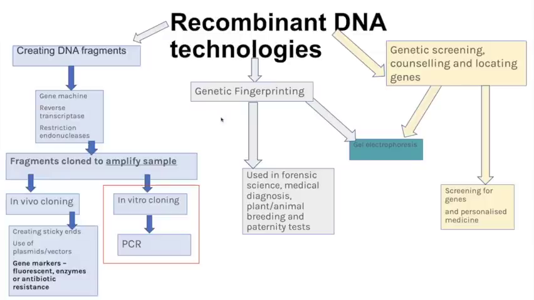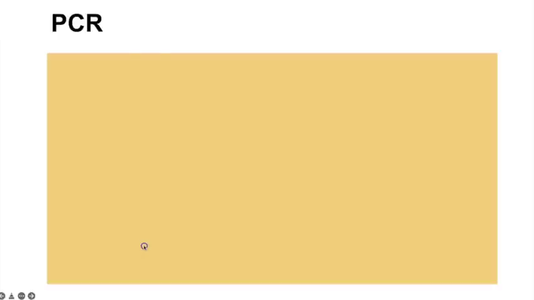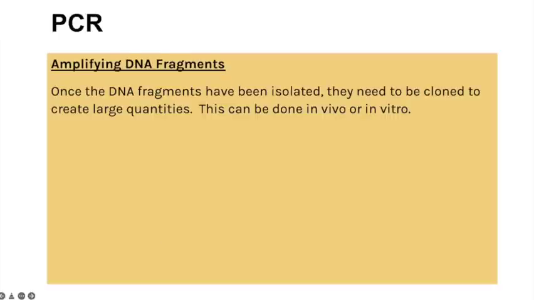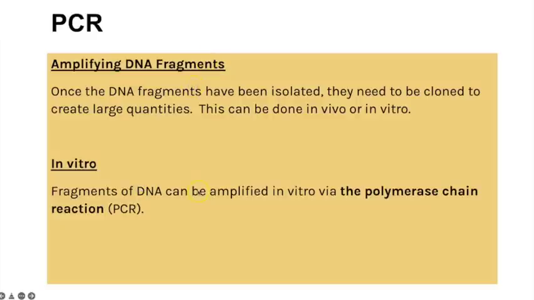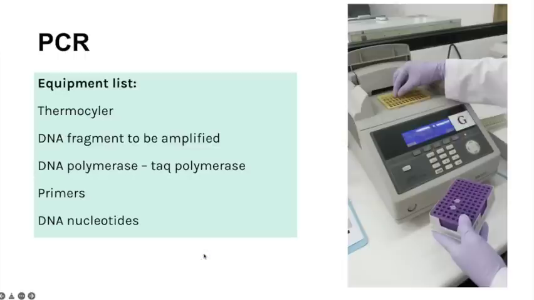Now, alternatively, the DNA fragments can be amplified in vitro, and that means not in a living thing, and that is where PCR is used, which is the polymerase chain reaction. So once you have your DNA fragment, what you would then do is amplify them using an automated machine, and this is the equipment that you would need. The machine is called a thermocycler.